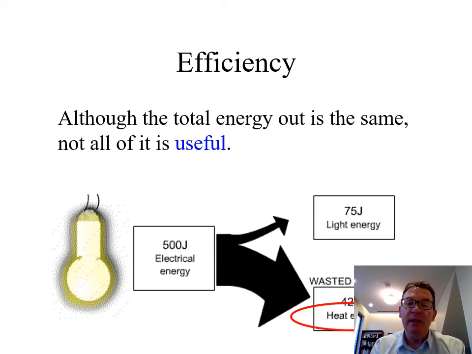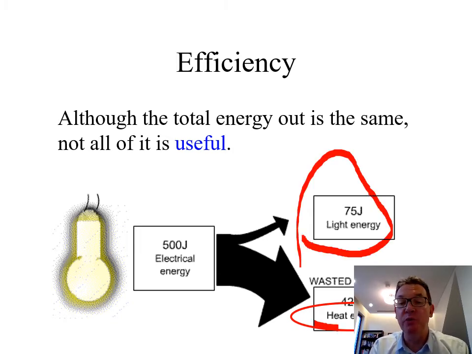Now notice that whilst the total amount stays the same, not all of it is what we call useful. This is a light bulb. We want it to produce light energy. We don't want it to produce heat energy. So in a way this is wasted energy.